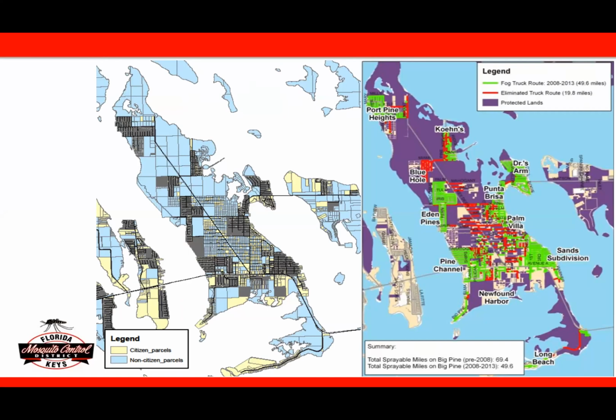Because of the endangered species, we have worked out an agreement with Fish and Wildlife and their protected lands. You can see in the map on your left, the blue areas are non-citizen parcels, which are managed by the U.S. Fish and Wildlife, and of course, the small portions of yellow, which are privately owned property. To treat these properties effectively would not work at all. So on the map on the right, we worked out agreements to treat particular neighborhoods with fog trucks. Basically in green are the areas that we can treat with fog trucks. The red lines are the areas that we were able to treat with fog trucks, but are no longer part of our routes.